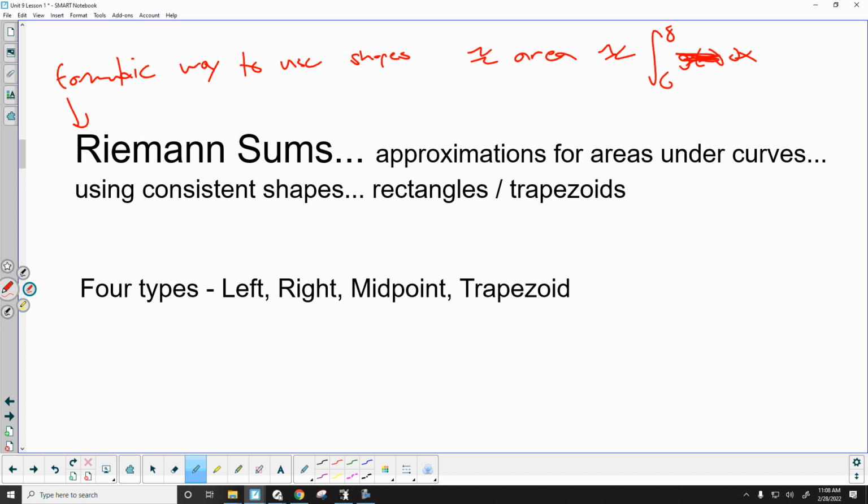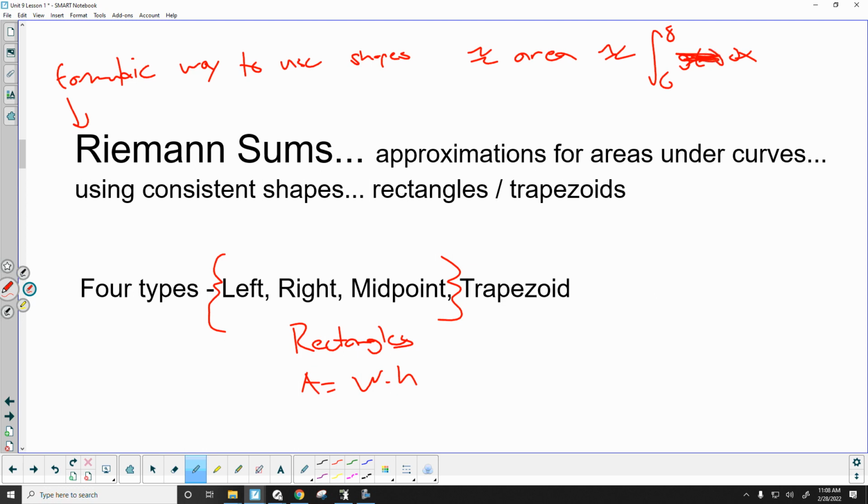There are 4 types of Riemann sums. So 4 different situations Riemann created. He came up with a left, a right, a midpoint, and a trapezoid. The left, right, and the midpoint all use rectangles. Rectangles all have the same area formula, width times height. But depending on the type, you'll use specific widths and heights. The widths will be the same. And the last one is a trapezoid. Uses trapezoid. Well, that's easy. We'll talk about the formula for the area of a trapezoid later.